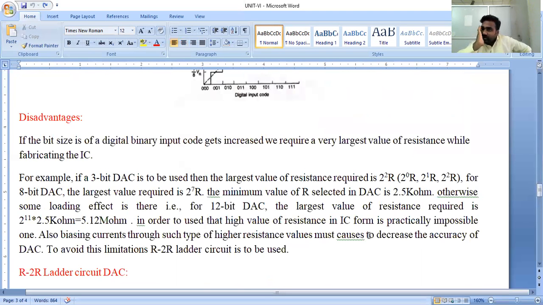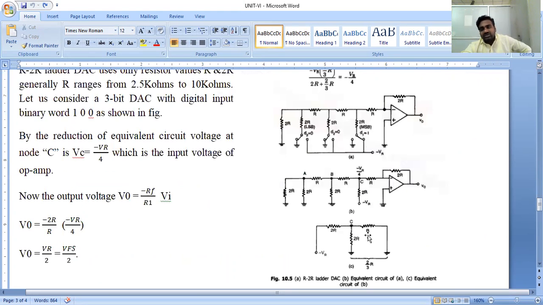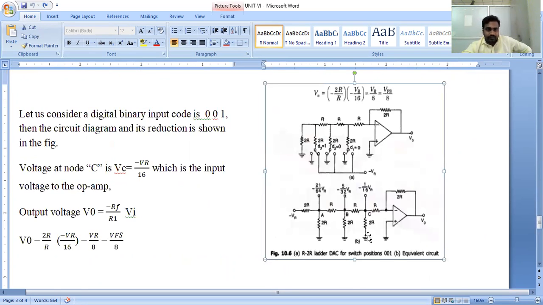Because of the bit size and the binary code, there are various factors connecting the series of resistances, which increase the temperature of the circuit. With respect to the caliber, using various passive elements makes the integrated circuit fabrication quite costly and not economical.